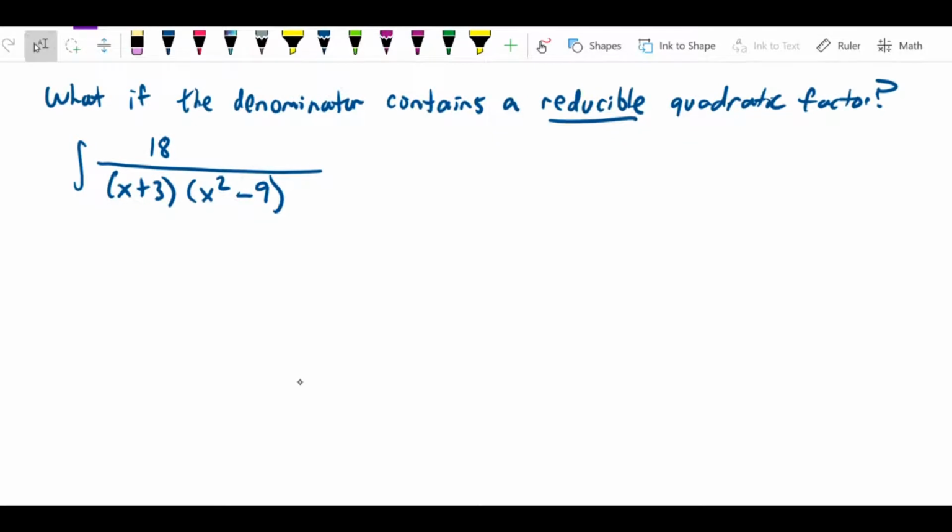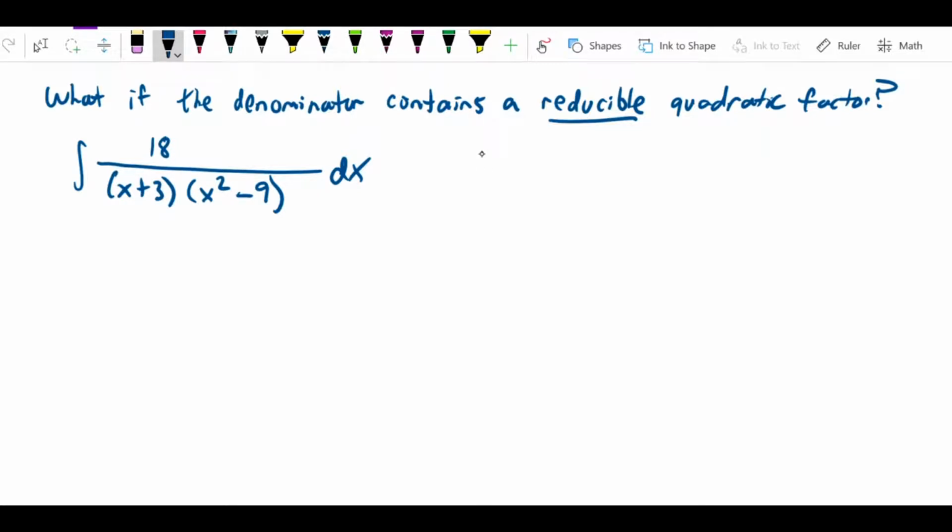So what if the denominator contains a reducible quadratic factor? If you look at this integral here, I forgot the dx, there we go. It looks like we have a linear factor and a quadratic factor, but actually we don't. Actually, let me show you the wrong thing to do.